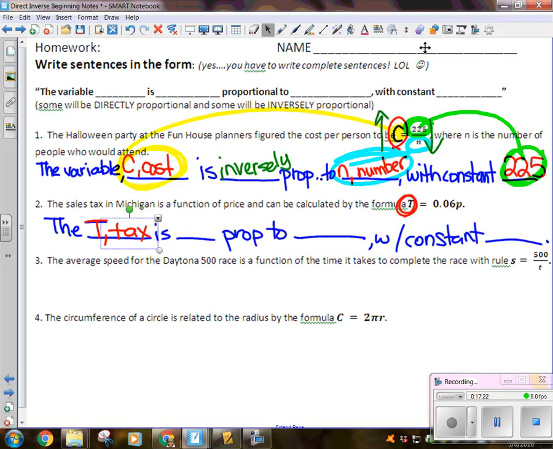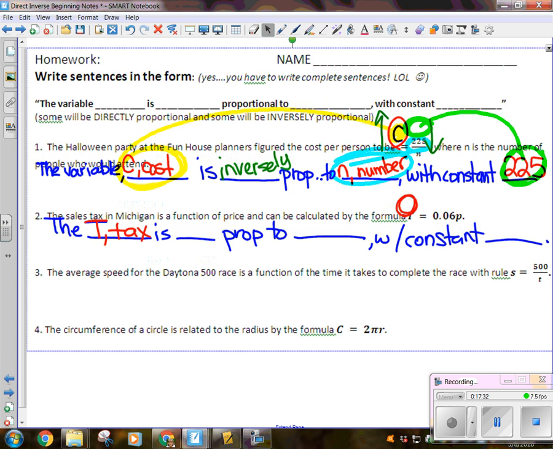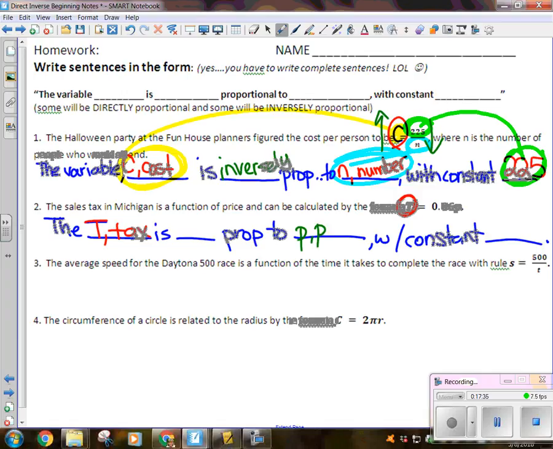See if you can fill them in. See if you're paying attention to what the things are. So we're saying P price. P price with constant what? 0.06. Did anybody get that filled in? We have not yet filled in our second blank. What should go in the second blank? Why is it directly? Because T is what? Up when P is up. Does everybody get that? So you have one goes up, the other goes up. That's a directly relationship. So it is directly related.